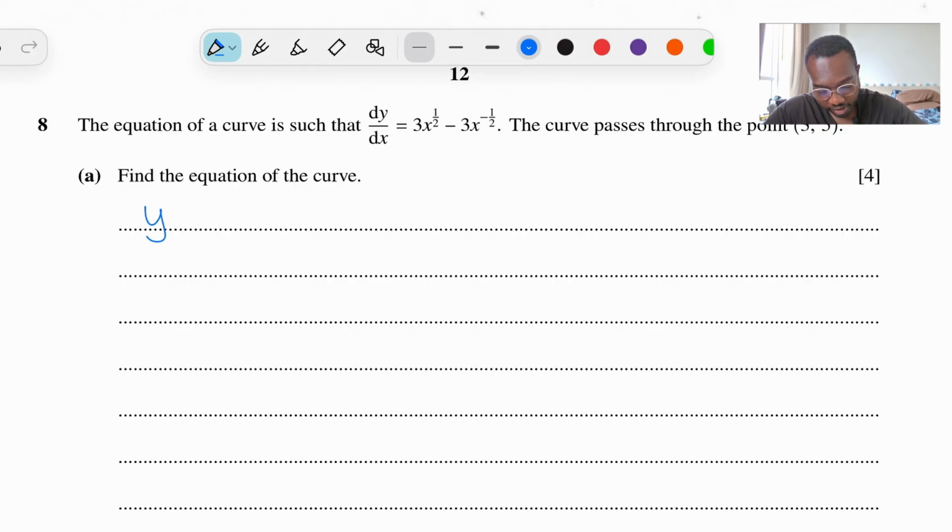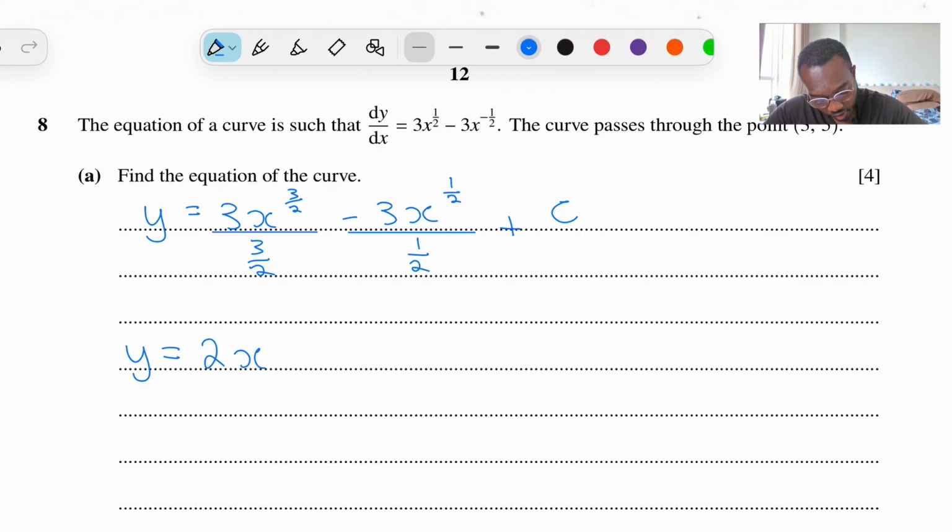So if we start integrating this, we would get 3x to the power of 3 over 2, over 3 over 2. And then we get minus 3x to the positive half, divided by a half, and then we get plus c. So therefore y would equal 3 divided by 3 over 2, which gives us 2x to the 3 over 2, and for this one here, minus 6x to the half, plus c.